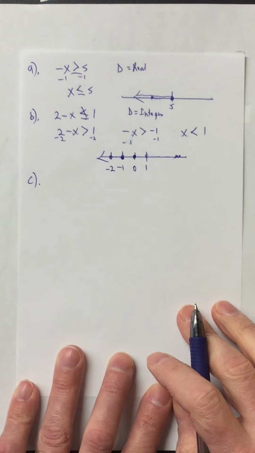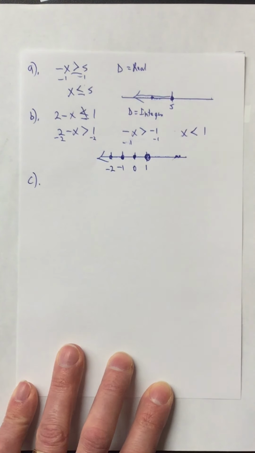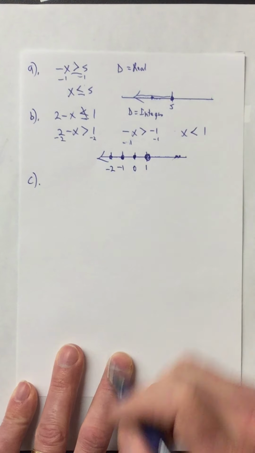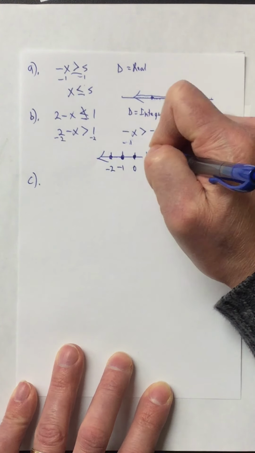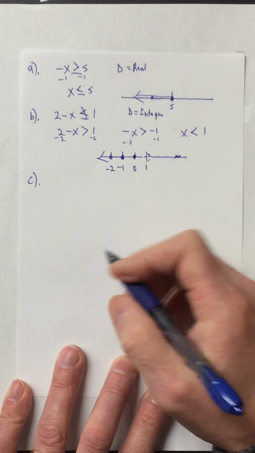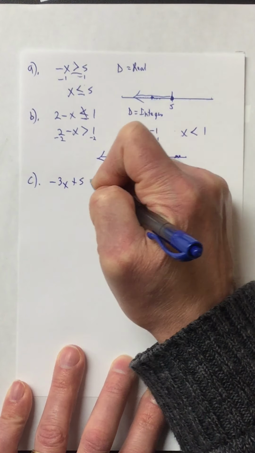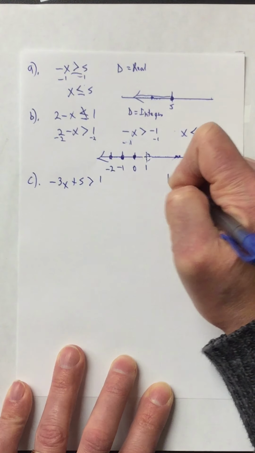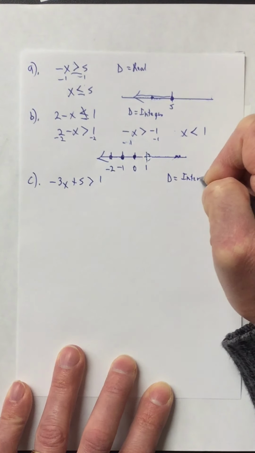All right, practice problem C. Once again, this is an open circle. Does not include that one. Let's just take it out altogether. It's gone. There we go. All right, practice problem C. -3x plus 5 is larger than 1. My domain is all integers.